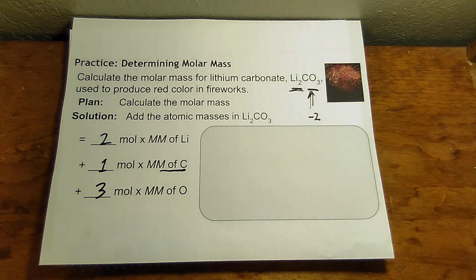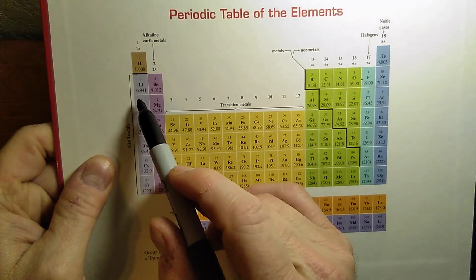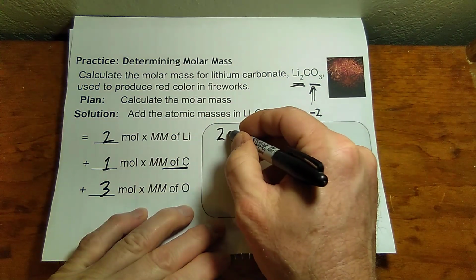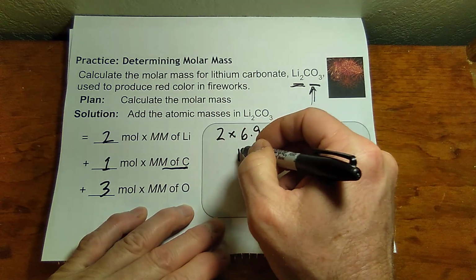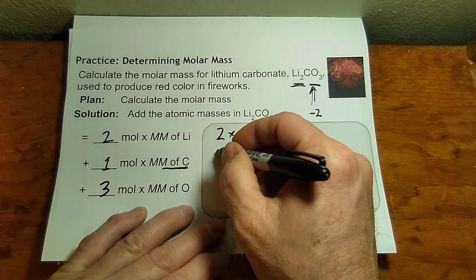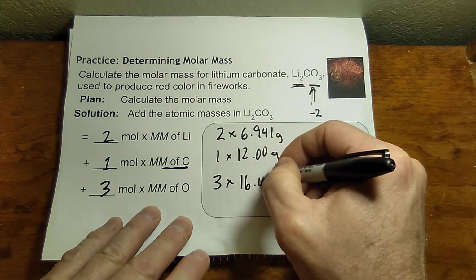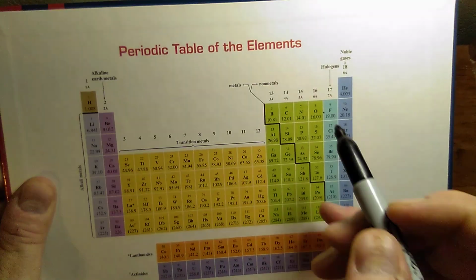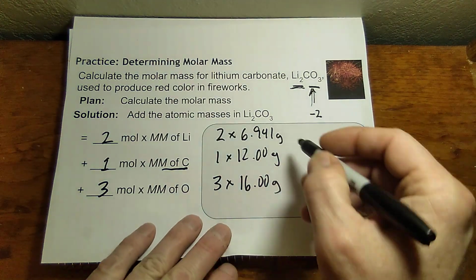We can find that in a reference, either a website, or in this case I'll find it here in my book. It says 6.941, so I will take 2 times this 6.941. I'll add to it the 12.00 grams that we have for 1 carbon, so 1 times that, and 3 times roughly our 16.00 grams. And again, you'll look at your periodic table for carbon. We said it's around 12, and then it's 16 for oxygen. And we would add those up.